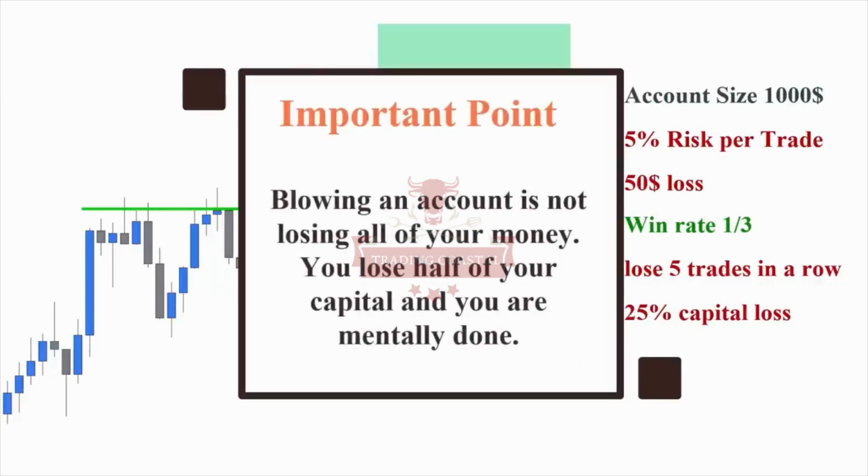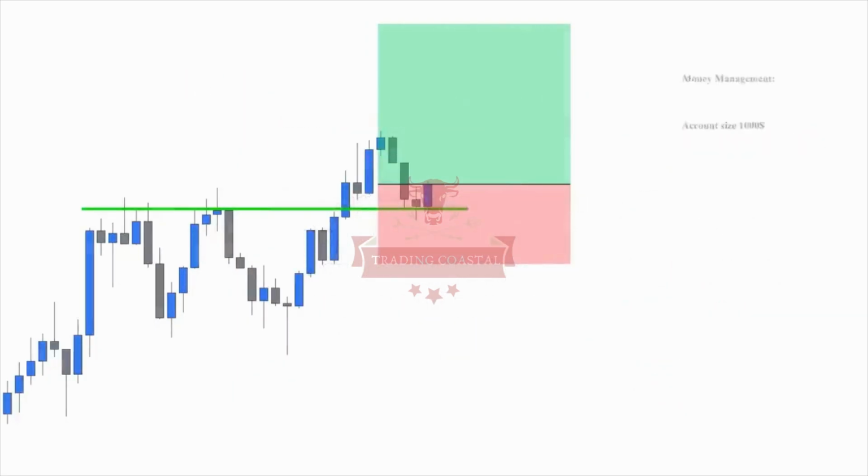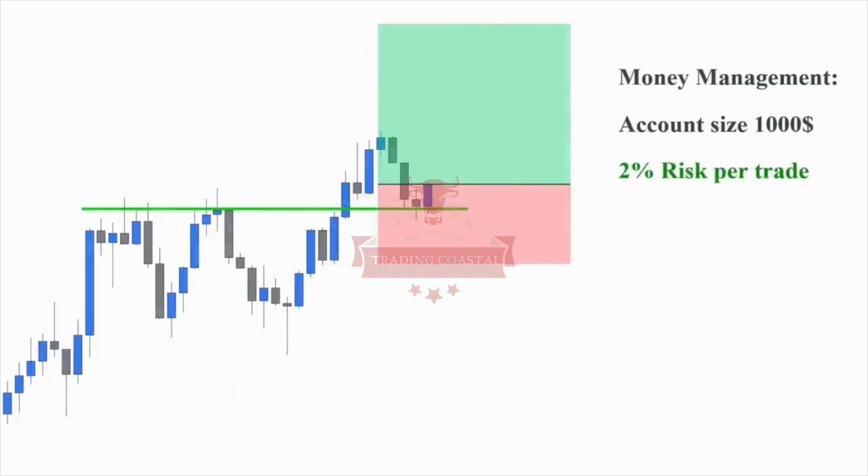Blowing an account is not losing all of your money. You lose half of your capital, and you are mentally done. So this is where money management comes in. If we risk 2% of our initial account size on every trade, 5 losing trades in a row will take only 10% of our capital, which we can easily recover in the good trading days.